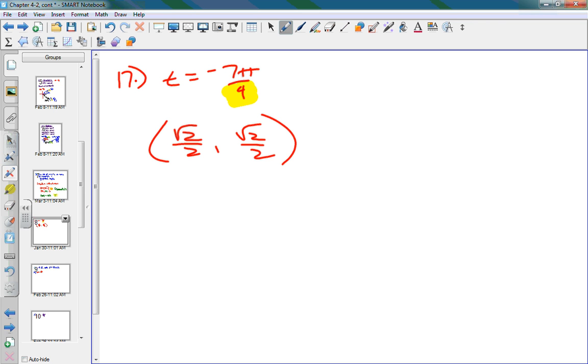How do I determine if it's going to be positive or negative? It's by determining what quadrant this thing lies in, correct? So the first thing I want to do is take negative 7 pi over 4 and add 2 pi to it. Why am I adding 2 pi to this?